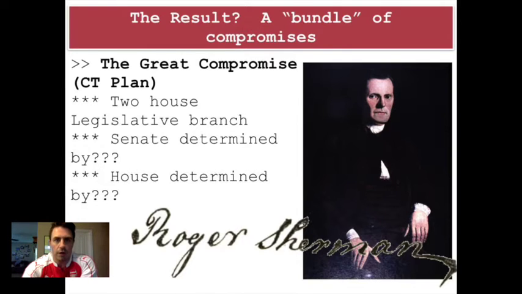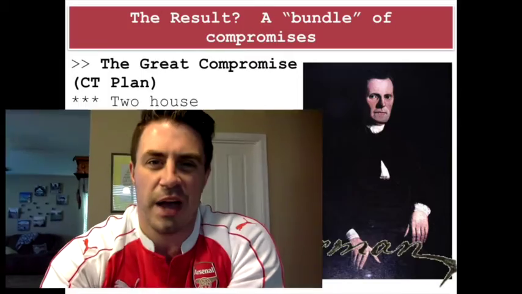The Senate, meanwhile, the upper house, was determined by equal representation. So Patterson and the small states got their due there, with representation being equally distributed. And without a doubt, the Great Compromise, aka the Connecticut Plan, was one of the more important issues solved at the Constitutional Convention.